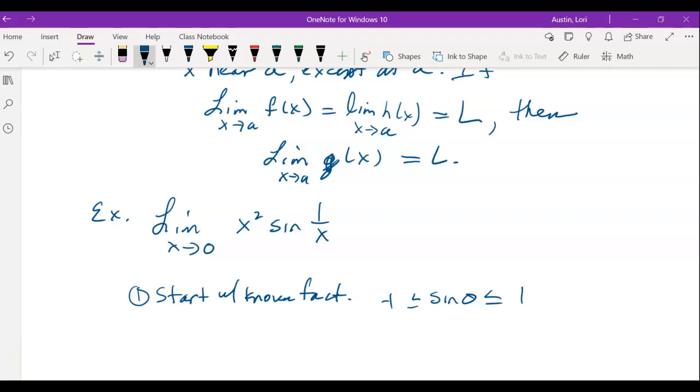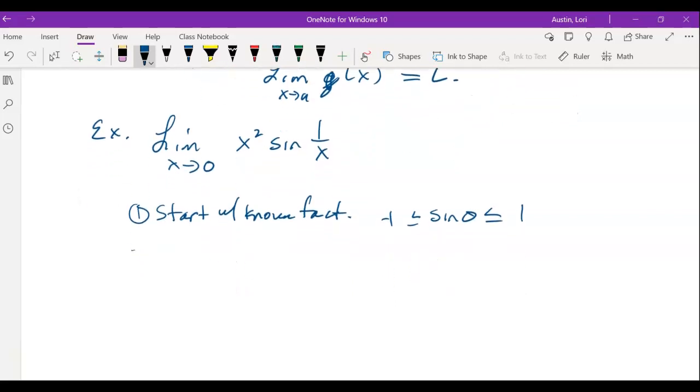I am now going to take this known fact and manipulate it to look like this. That's it. Two steps. Second step: manipulate the known fact to look like your equation.